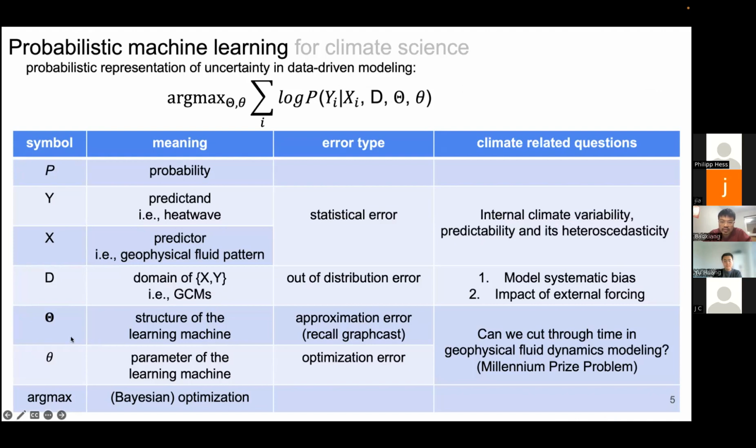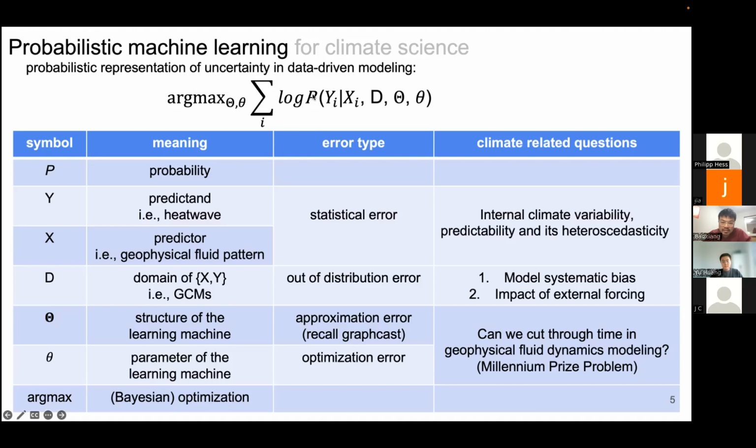The learning machine is denoted as capital theta. It can be a deep neural network, a diffusion model, or a transformer. And theta is the parameter that we need to learn. In this way, we can digest all these different data and apply powerful deep neural networks to get something that we want.